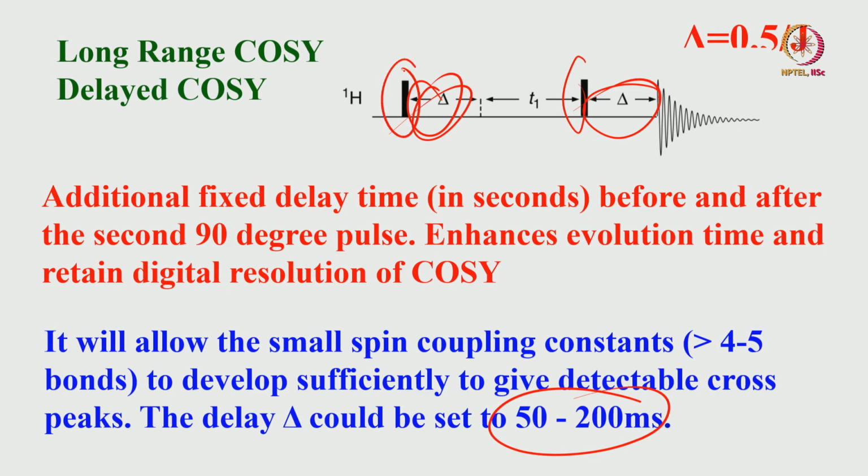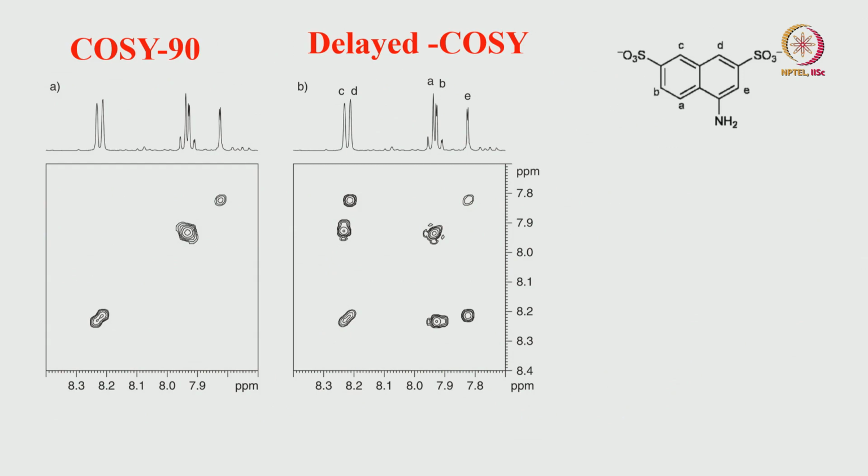Remember, this is nothing but a two pulse COSY, but a small delay is given after the first pulse and after the second pulse. That's all. And then we are going to get the long range COSY. That means we are going to get the coupling constants over 4 to 5 bonds, which are generally weak. We don't see them, but they can be detected. So this is a comparison of the COSY 90 and the delayed COSY.